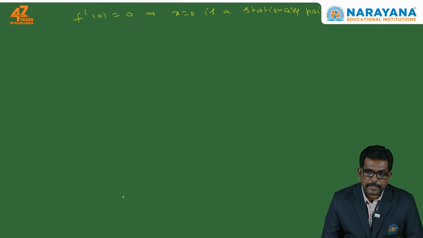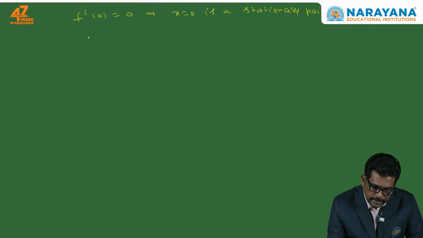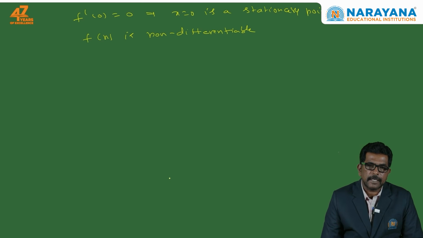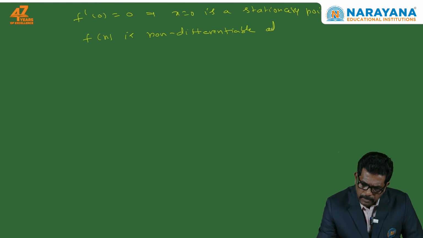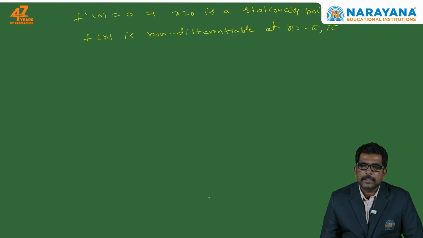Now we are going to check at x is equal to pi and x is equal to minus pi whether the function is differentiable or not. It is very clear that at x is equal to pi and minus pi, f of x is non-differentiable. Suppose you want to check the differentiability at x is equal to pi, follow the same process as at x is equal to 0. Then we get that f of x is non-differentiable at x is equal to minus pi, pi. So these two are also critical points.